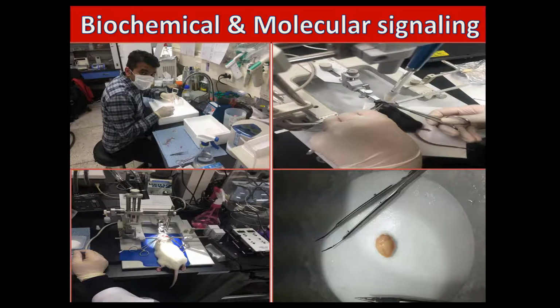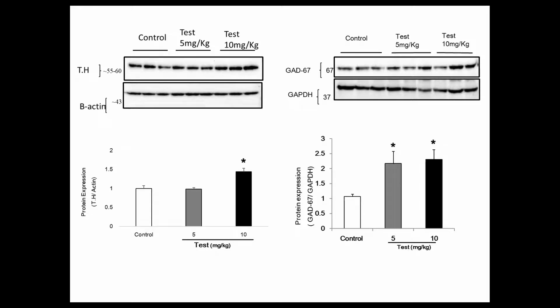After getting the positive result from the elevated plus maze, we further decided to analyze the biochemical and molecular signaling pathway using Western blot, protein analysis, and HPLC neurotransmitter analysis. We took the brain of the rats and the mice and then further analyzed the biochemical and molecular signaling. Here in the Western blot, there is a significant increase in tyrosine hydroxylase by the test compound. As we know, tyrosine hydroxylase is the rate-limiting enzyme for the synthesis of dopamine from the amino acid tyrosine. Also, Western blot results show that GAD67 is significantly increased by the test compound.